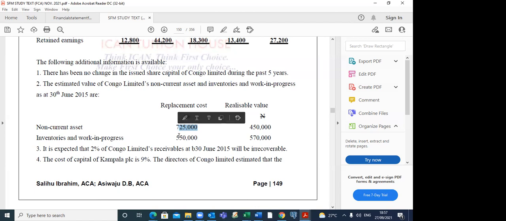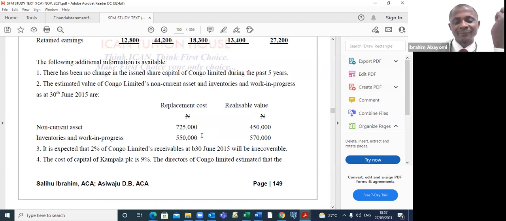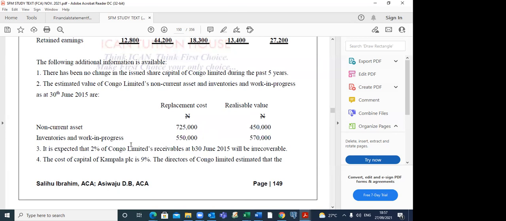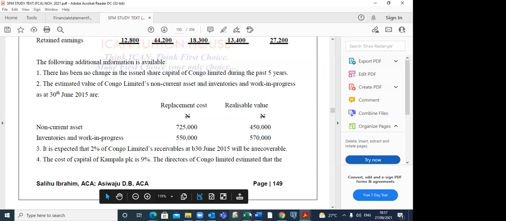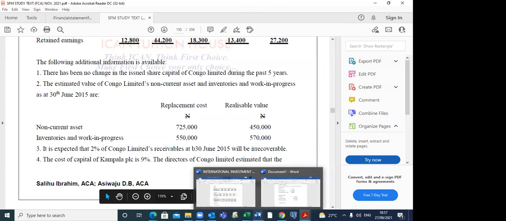Yes, sir. Then plus 550. Okay. You didn't add the 550 now. I did not add the 550. Why? Look at the inventory. This is the replacement cost. I'm trying to understand.